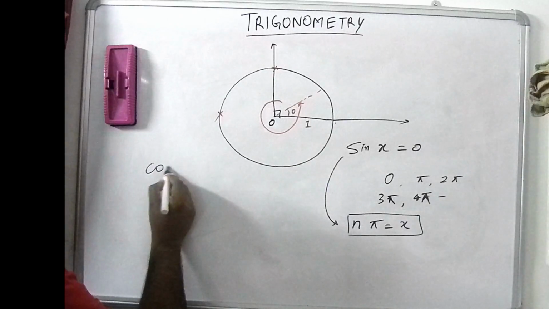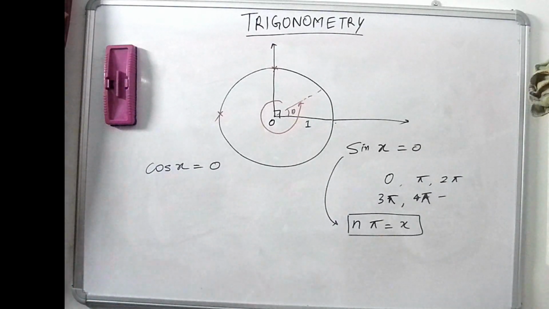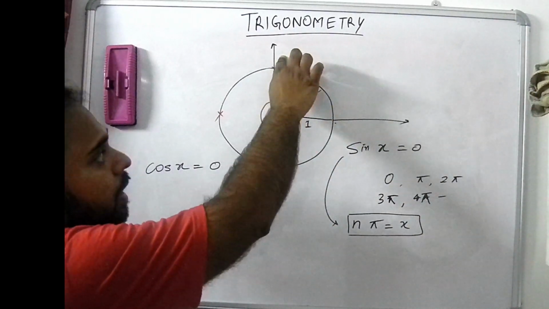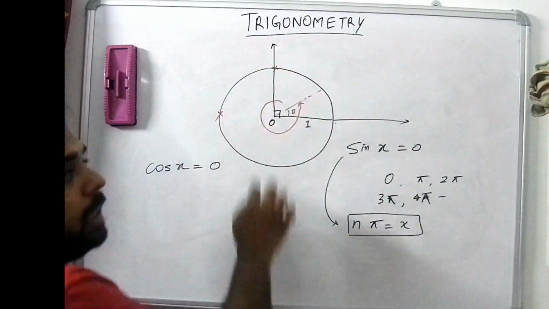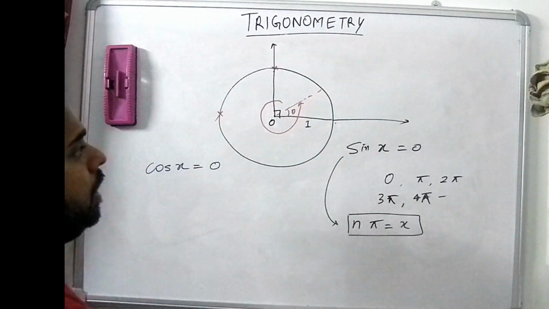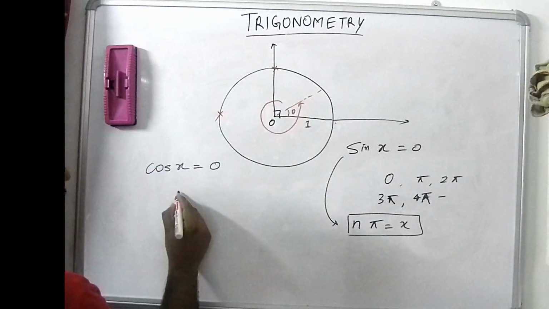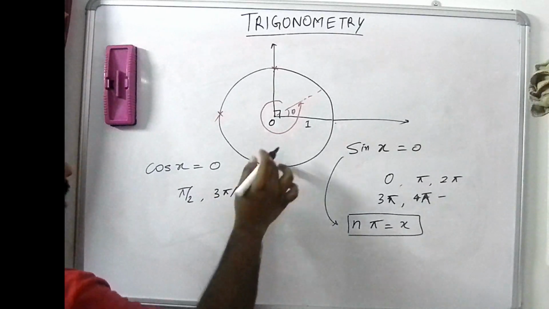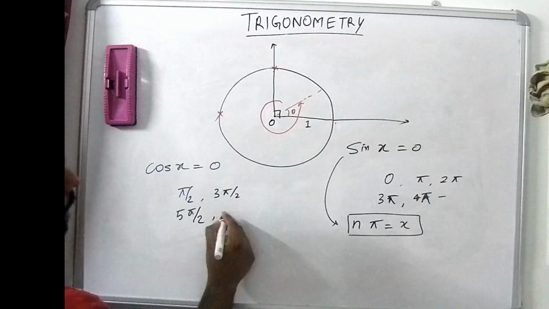Now when cos x is 0, let's see where the x coordinate is 0. It's definitely not 0 here, but it's 0 here, right? And it's 0 here, not 0 here. So at this point it's moving to 0, right? Now what is this angle? Let's say pi by 2. Then this is 3 pi by 2, then 4 pi by 2, then 5 pi by 2, then 7 pi by 2.